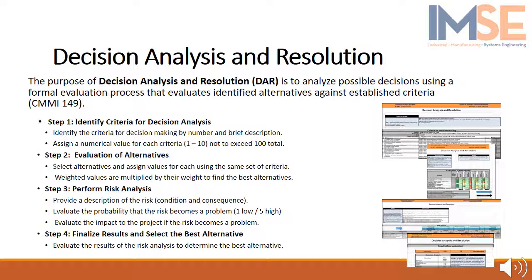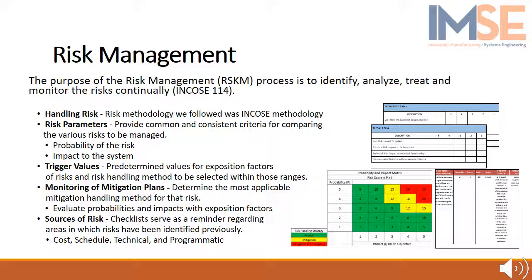First, we identified criteria by number, then assigned a numerical value for each criterion. Second, we selected alternative systems and assigned weighted values against the same criteria. Third, we performed a risk analysis to evaluate probability of risk and impact to the project. Finally, we evaluated the result of the risk to determine the best alternative for our system. Next topic is risk management.